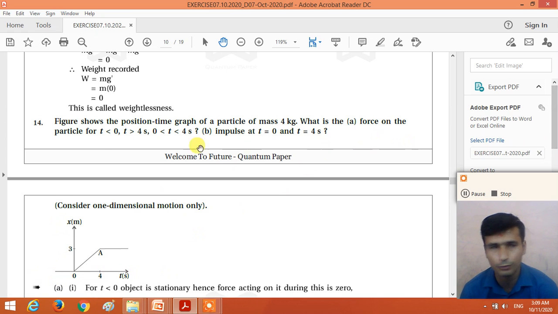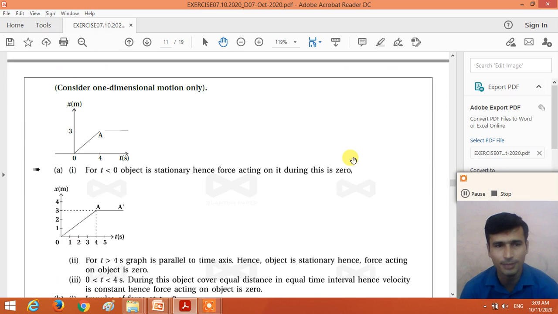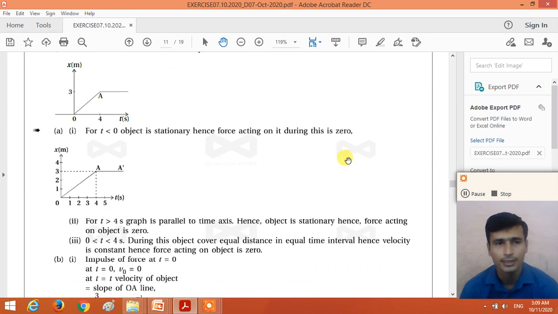What is the force on the particle for t less than 0, that is, before the force is applied, for t greater than 4 seconds, and between 0 and 4 seconds? Also calculate the impulse at t equal to 0 and t equal to 4 seconds. Here the mass of the particle is given as 4 kg, and the position-time graph is given for the particle.